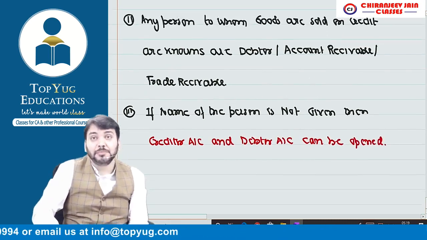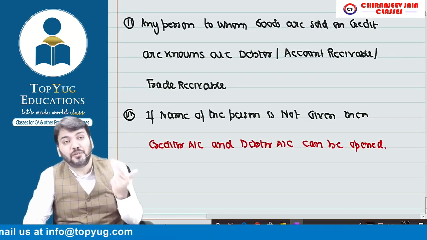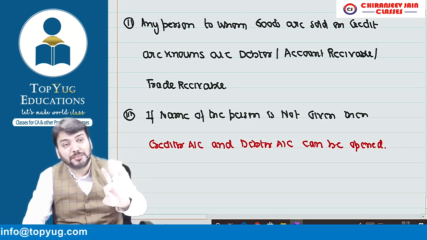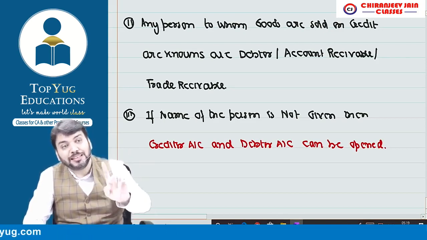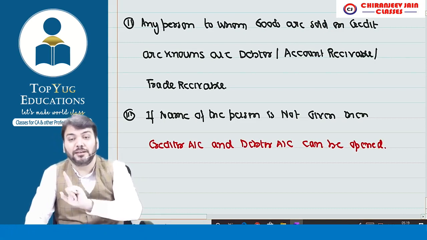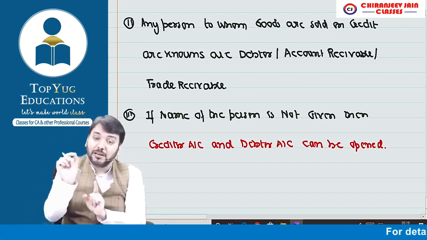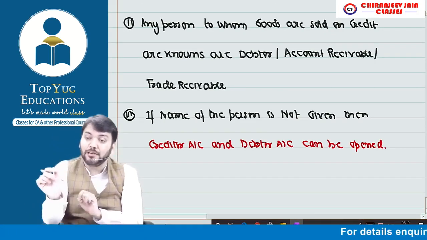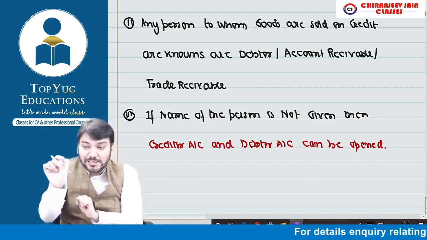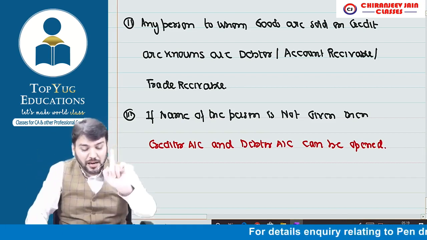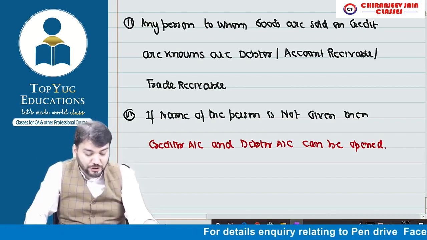Can be opened means, in my example, suppose I had not given the name of the person, Mr. X, then you can open a creditor account from the examination point of view. Correct? Are you able to understand? But if the name of the person is given, always write down the natural person name. Understood this point?